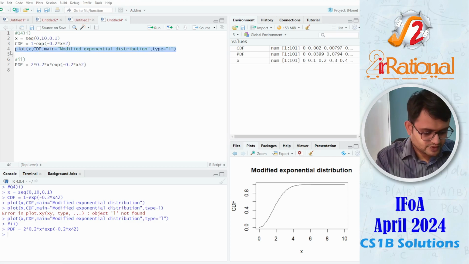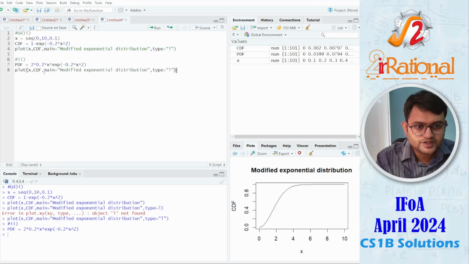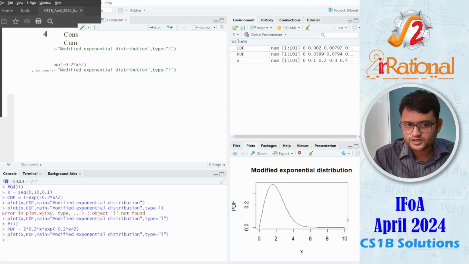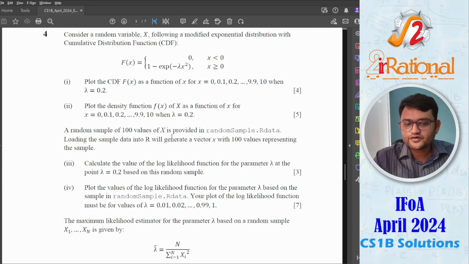So just copy this, paste it here, and instead of CDF, now I just want PDF. This is my PDF plot. A random sample of 100 values of X is provided in randomsample.rdata. Loading the sample into R will generate a vector X with 100 values representing the sample.